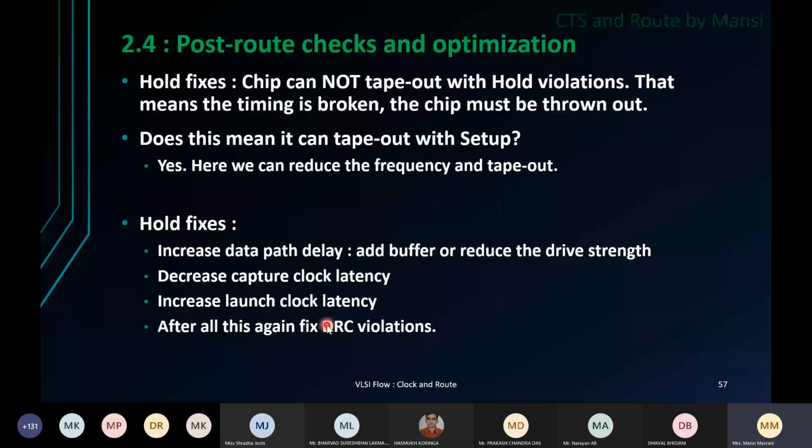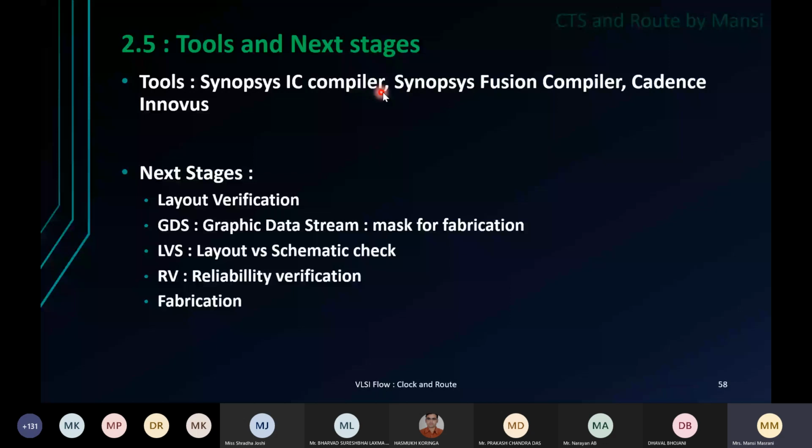And after the routing is done, the next stages are layout verification, then generating GDS files, which are graphic data stream, which is nothing but a mask for fabrication, which you will send out to labs. Then you do layout versus schematic check once more. You do the reliability verification, and finally the fabrication happens. This is where your VLSI design flow ends. And then there is this final physical verification which happens, and then it fabricates. So this is the end.